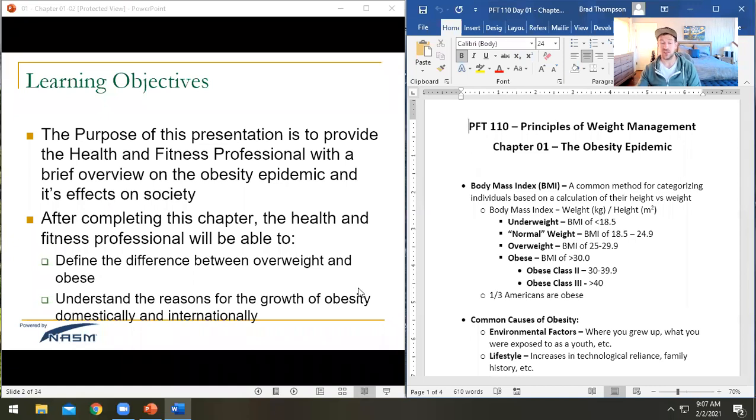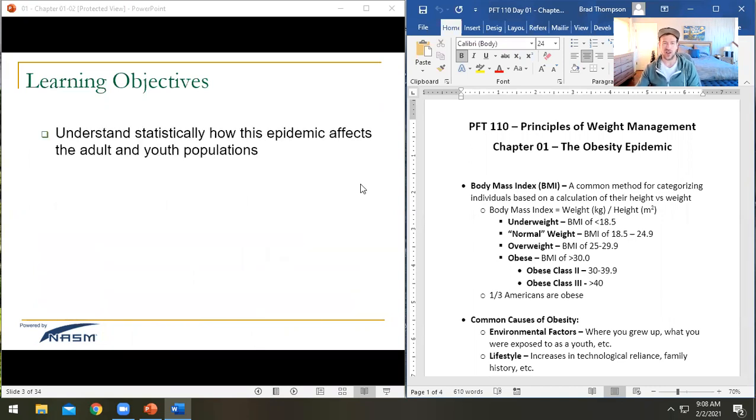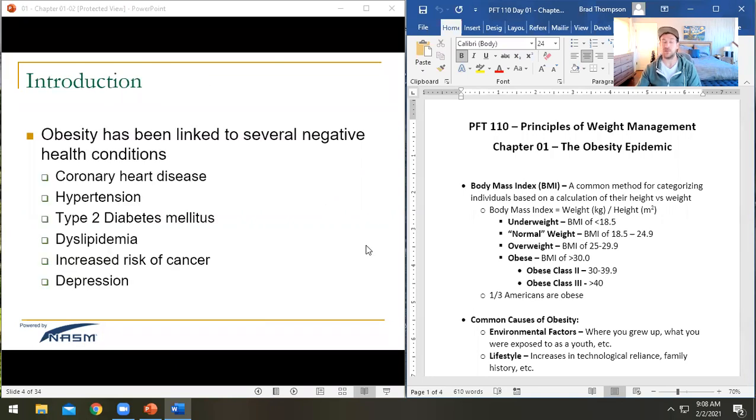After this chapter, we want to understand the difference between overweight and obese. So we've talked about that before. We're going to see that statistic again, which means, like I said earlier, if you are seeing repeated information, it's probably going to show up in some form of a test question. And we want to understand the reasons: why is this stuff on the rise? What's causing obesity to grow so much, and how does it affect these populations? What are all the overall effects?